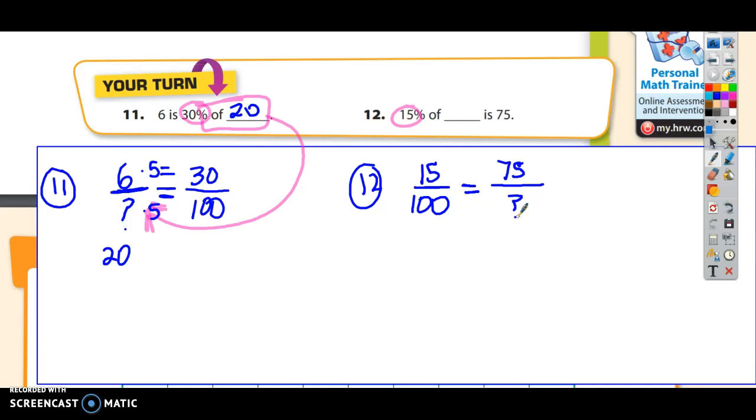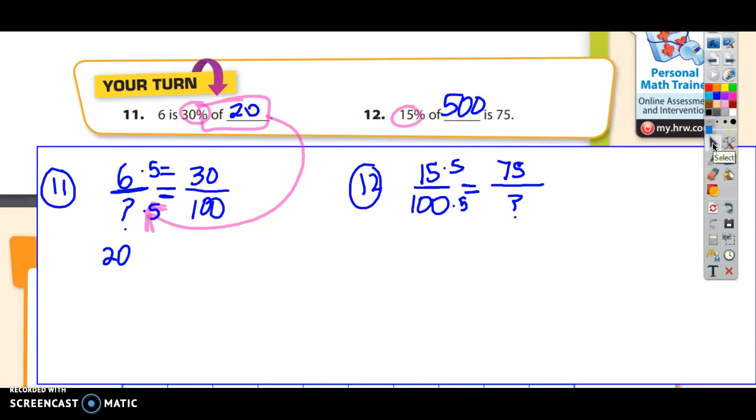And then what you do is use your multiplication chart. What do you notice about 15 and 75? 15 is a factor of 75. 15 times 5 is 75. So if you multiply 15 by 5, you have to multiply 100 by 5. 100 times 5 is 500. The unknown number here is 500.